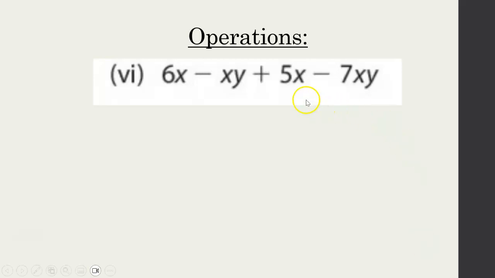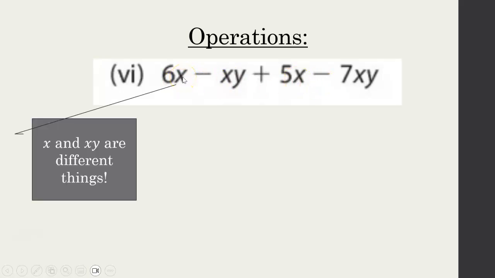6x minus xy plus 5x minus 7xy. Now, you're probably tempted, oh, there's an x here, I can do it away. But it's xy. It's a different thing. X. Now, I can use those. X and xy are different things. That's really important. Xy is x times y. 6x is just 6 times x. So the variable here is just x. The variable here is xy, which is a different thing.